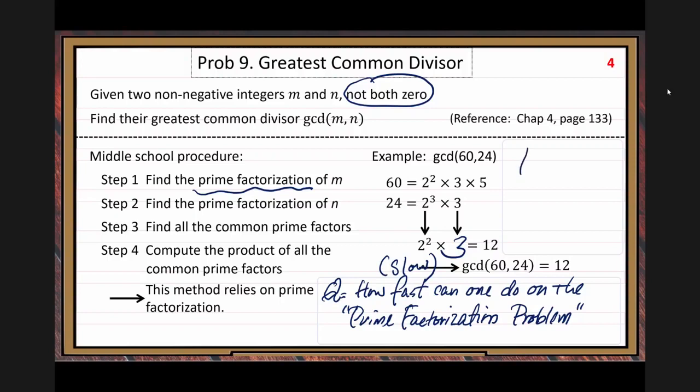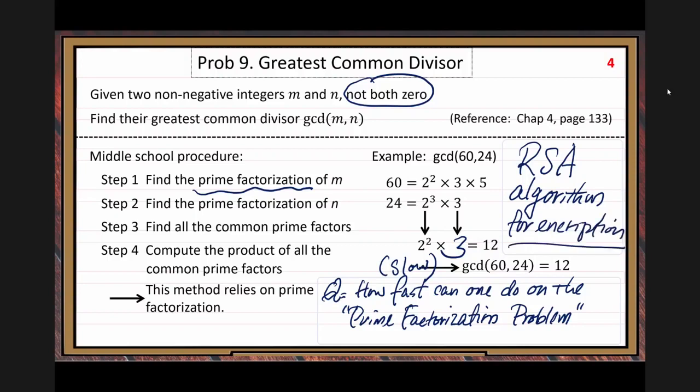There is a famous encryption algorithm called the RSA algorithm. This is a famous one. These three letters are initials from three math professors at MIT, in number theory. They used a number theory property to design this algorithm.